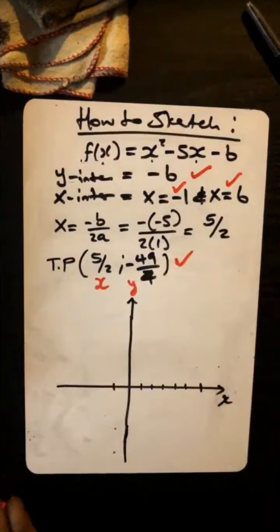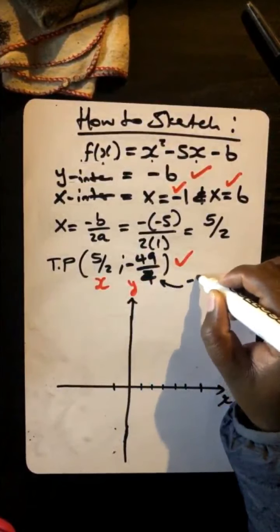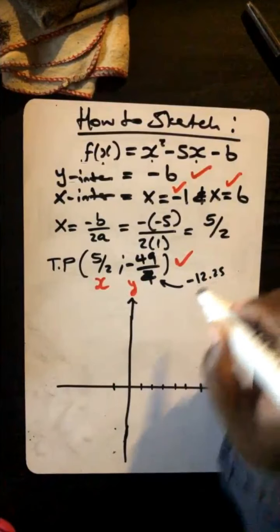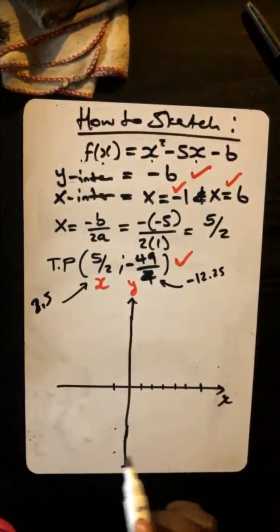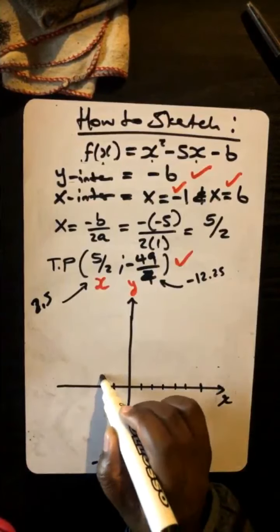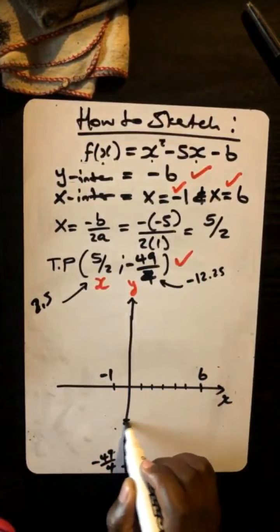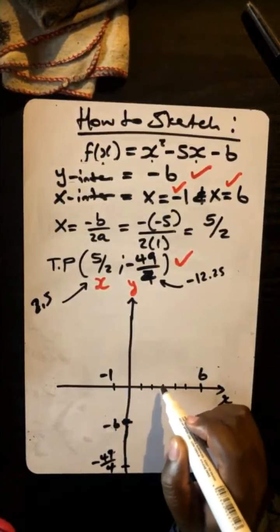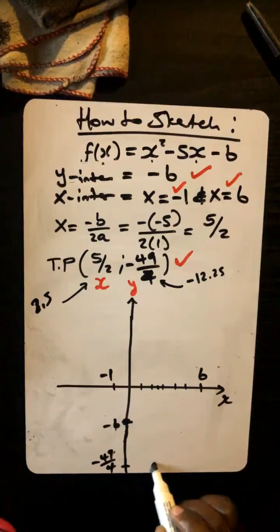What about the y value? Let's check in decimal. So this is the same as negative 12.25. That one is the same as 2.5. So somewhere down there is negative 49 over 4. And then here you've got negative 1, you've got 6 there, and the y-intercept, let's say it's negative 6 somewhere there. Your x value, which is the axis of symmetry, is that point there. So this is going to be your turning point.